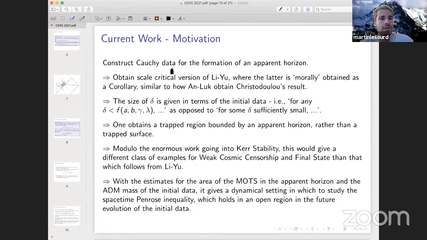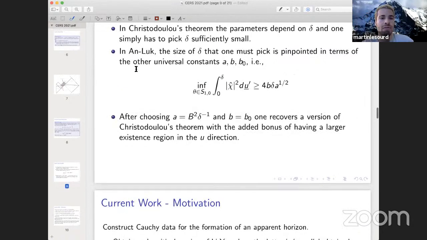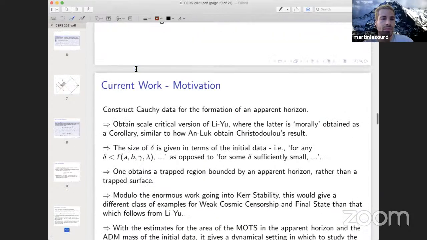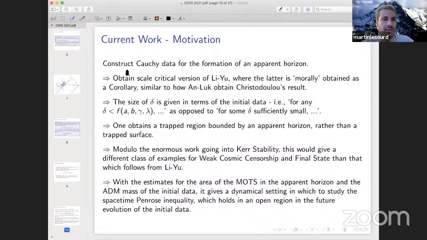Right. Okay. Good. So the basic idea is to do the same trick as Liu, construct the Cauchy data, but do it from this improved result. Right. That's the basic idea. So this is a slide that explains this. So we construct Cauchy data for the formation of an apparent horizon, not just a single trapped surface. And in that sense, you kind of obtain the scale critical version of Liu, where the latter is kind of morally obtained as a corollary from the former, right? So it's like a refinement, right?